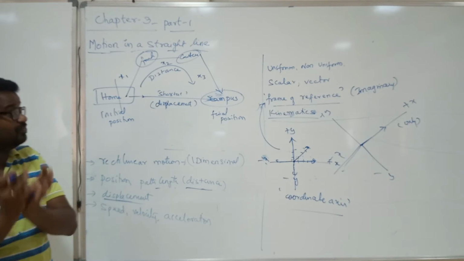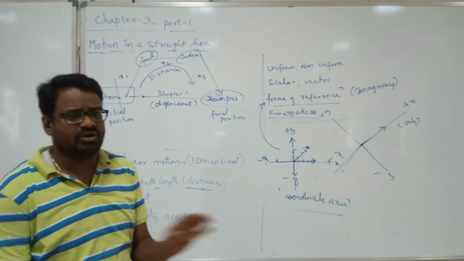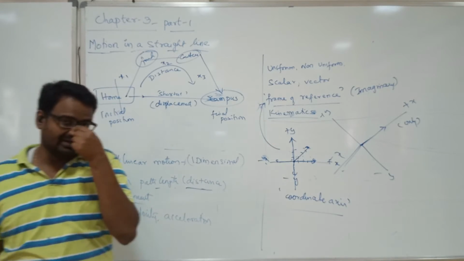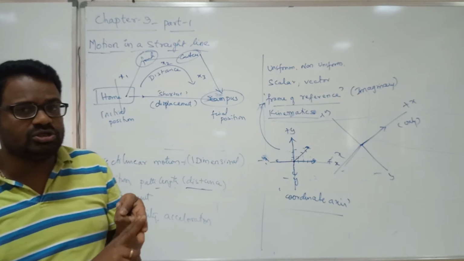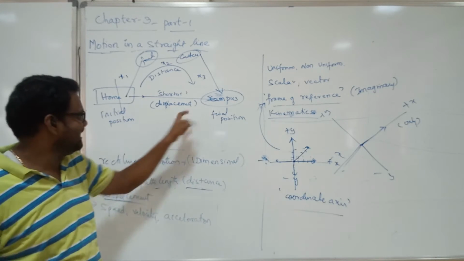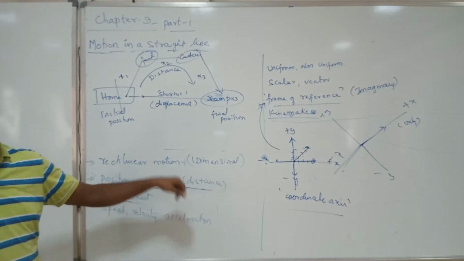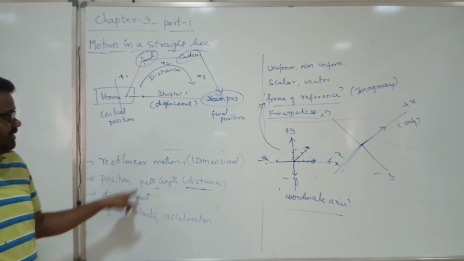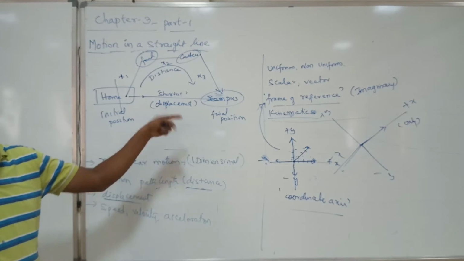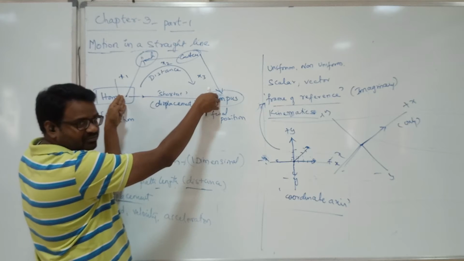Hopefully this is a basic important term you should understand. Without knowing this basic part, you cannot go further. In this chapter of physics, the two important terminologies are distance and displacement. Distance is the total path length traveled between final position and initial position, and displacement is the shortest distance traveled between them. From here to here, the shortest distance is this one itself.